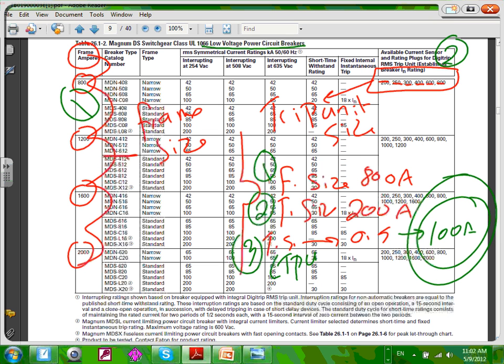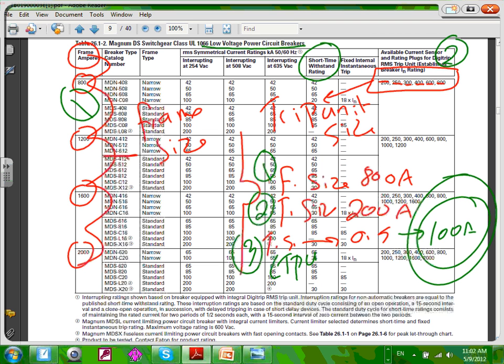I will bring to your attention, guys, very important thing. It's also the interrupting short circuit, interrupting values. Look at these in thousands of amps. Okay. Any comments, guys? Any questions?